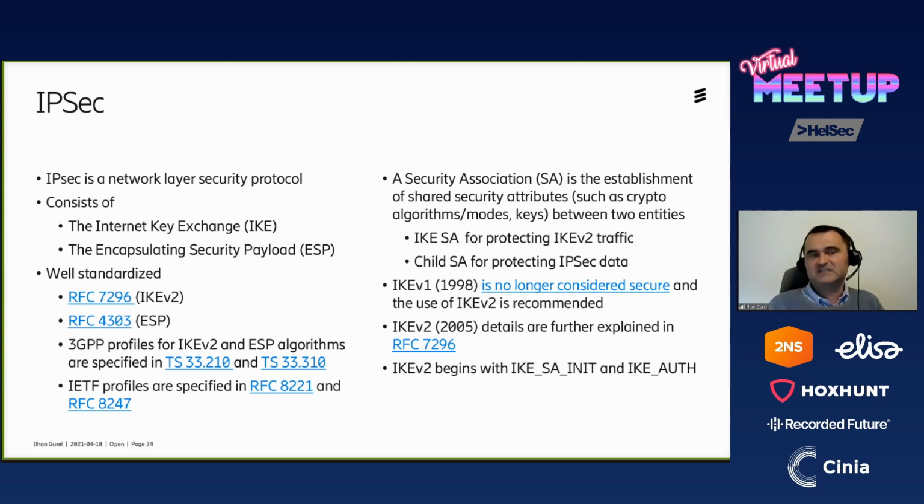It's a very well standardized protocol. These are some of those RFCs, but when you look at the relevant RFCs, I think you will see dozens of them. IKEv2 is covered in RFC 7296, and ESP is covered in RFC 4303. And as I mentioned, 3GPP also covers them as well.